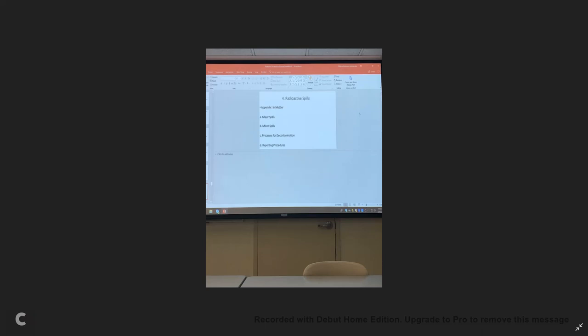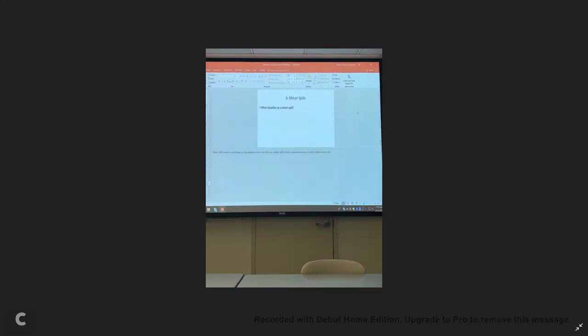Radioactive spills in Appendix 1 of Mettler. Major spills, minor spills, processes for decontamination, and reporting procedures. What classifies a major spill? A major spill is equal to 100 millicuries of Tc, 1 millicurie of iodine, or 10 millicuries of iodine-123. Minor spills involve a small area or a low radiation dose rate, whereas a major spill involves a widespread area or a high radiation dose.